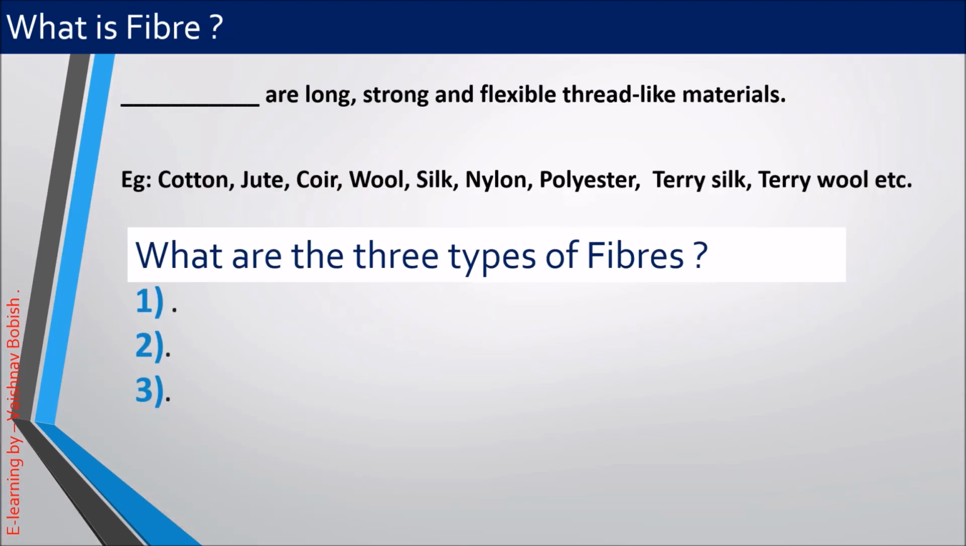What is fiber? Dash are long, strong, and flexible thread-like materials. The answer is fibers. Examples: jute, cotton, coir, wool, silk, nylon, polyester, terry silk, terry wool, etc. What are the three types of fibers? So the three types of fibers are natural fiber, synthetic fiber, and mixed fiber.